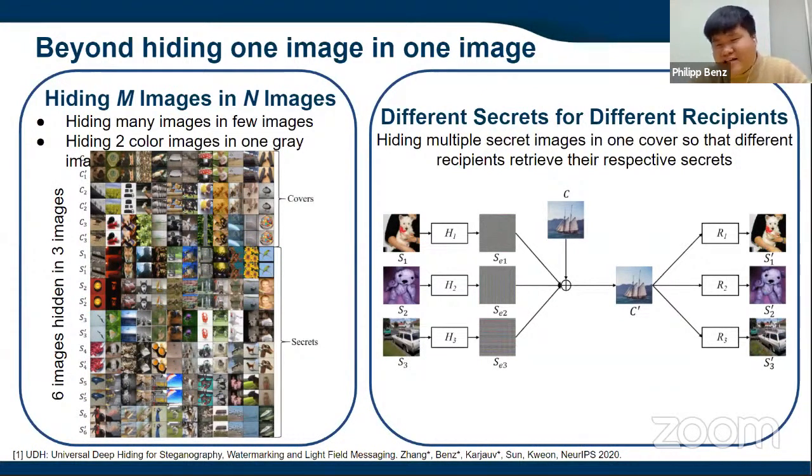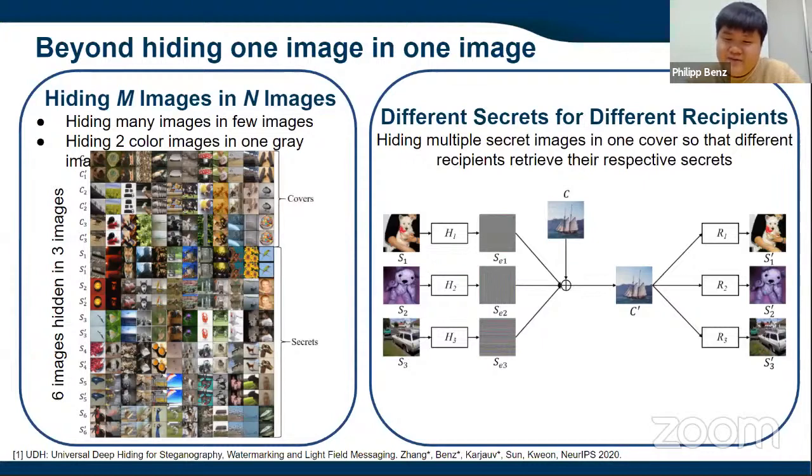And here on the right side, we also experimented with hiding multiple secret images in one cover, so that different recipients retrieve their respective secrets. For example, here we have the secret images S1, S2, S3, which are processed by the 3 hiding networks respectively. Then we get the 3 encoded perturbations, which are just added directly to the same cover image. And then we end up with this container image. We can send the same container image to 3 different recipients.